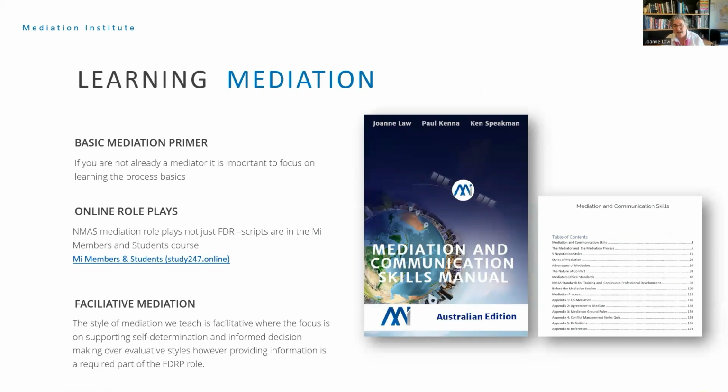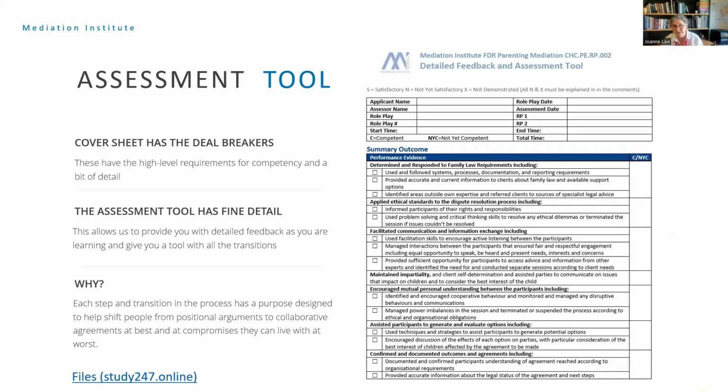The mediation and communication skills manual in there goes into lots and lots of detail as well, and that's available for members. The assessment tool for the FDR course goes into lots and lots of detail about each step in the process, but overall, what's needed to be competent is we have to determine and respond to family law requirements. We've got to apply our ethical standards to the process, informing participants about their rights and responsibilities, and so on.